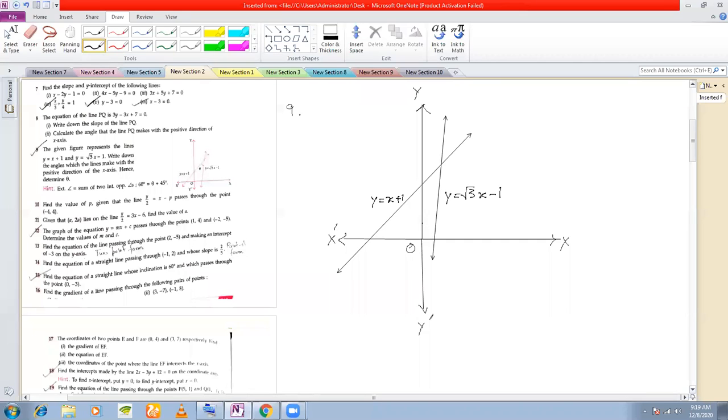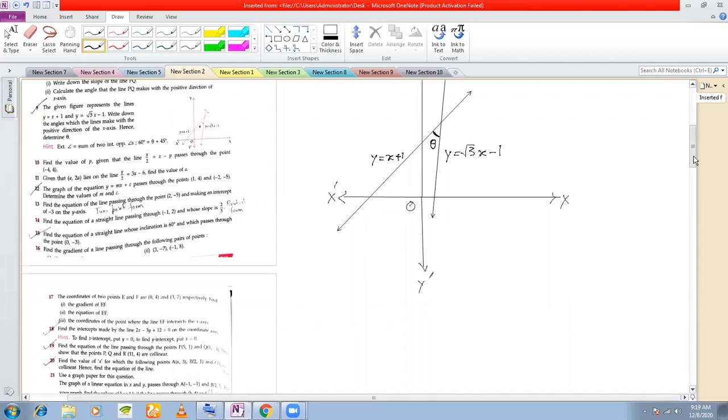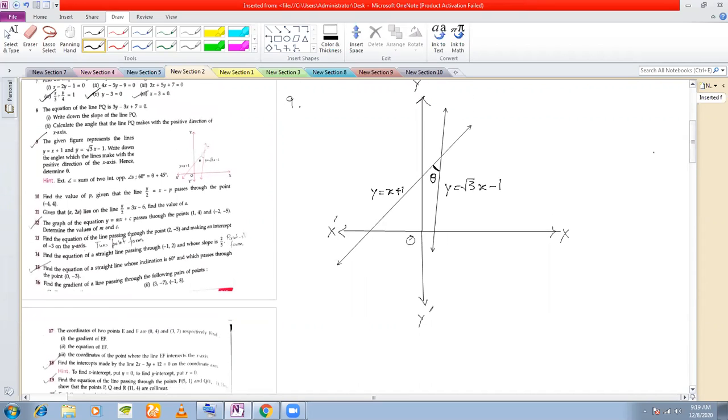The question here is, write down the angle which the line makes with the positive direction of the x-axis and hence determine theta. So theta here is given to you as this. The first part of the question states, what is the angle that each of these lines makes with the positive direction of the x-axis? First of all, you consider this line. This line makes an angle this with the positive direction of the x-axis, right?